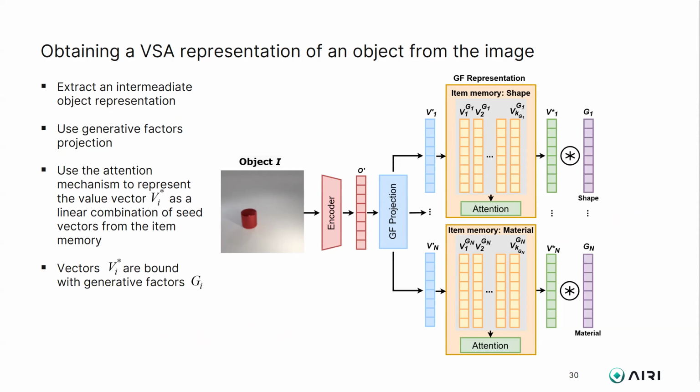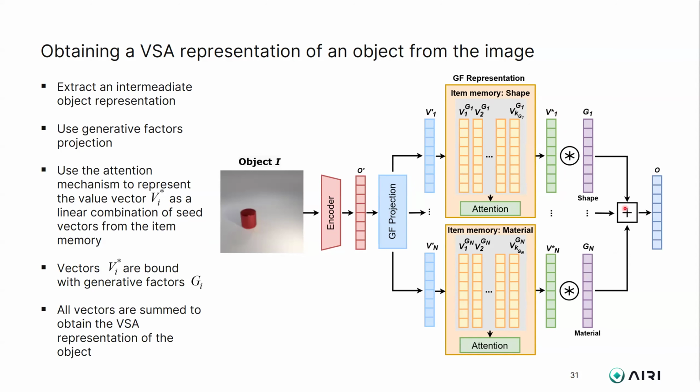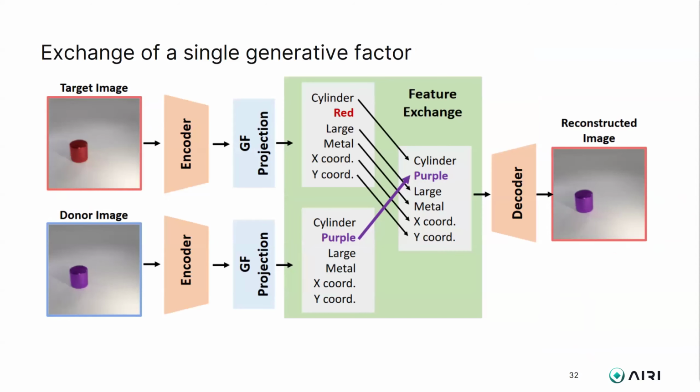After we obtain our feature vectors from our item memory, we bind them to the placeholders, and then we sum them to obtain our object representation. We're finally getting the object vector. Then we can decode the object vector to the initial image, calculate MSE loss, and run the training process iteratively.